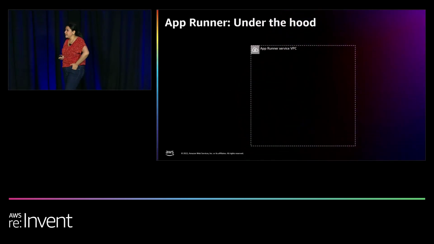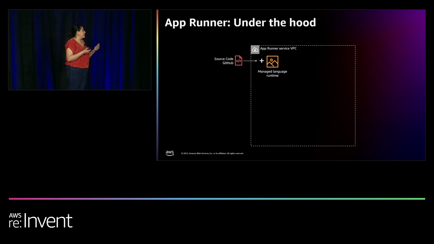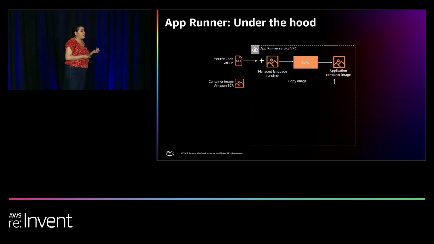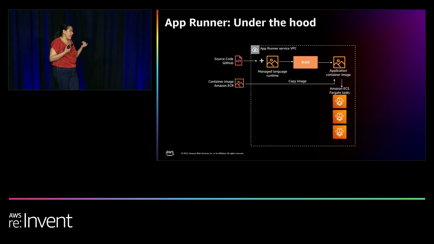It's not magic. We have a VPC that we run behind the scenes. We're going to call it the App Runner Service VPC. If you're starting with source code, we have managed language runtimes that we make available to you, so you don't even have to worry about the language layer of your application. We will layer it onto the runtime that we provide, pump it through a build process, and then generate a container image for your app. Of course, if you're starting with a container image, we just copy it over into our account. And then we deploy these as Fargate tasks in our App Runner owned service account.